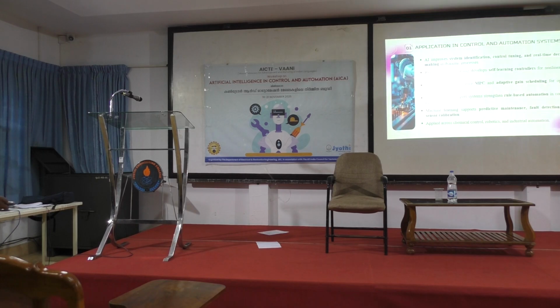Then the application in control and automation, as I told: system identification we are using AI, control tuning and fault detection we are using, and for model predictive control, to find out the weights for the model predictive control we can use AI. Then optimization, or unscented Kalman filter, we can also use AI for designing the UKF. Then adaptive gain scheduling, predictive maintenance, fault detection and sensor calibration we are using machine learning. These are the applications for control and automation systems.